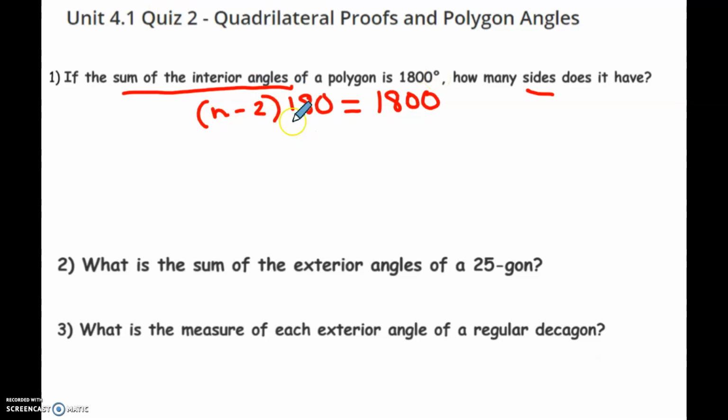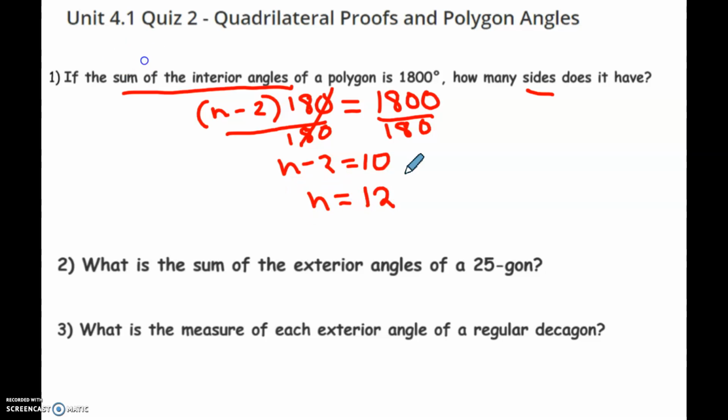I could distribute, but it'd be a lot faster just to divide out this 180, because 180 goes into 1800 10 times, and just add that 2 to the other side. We'll find that n is 12. So we have a 12-sided polygon.